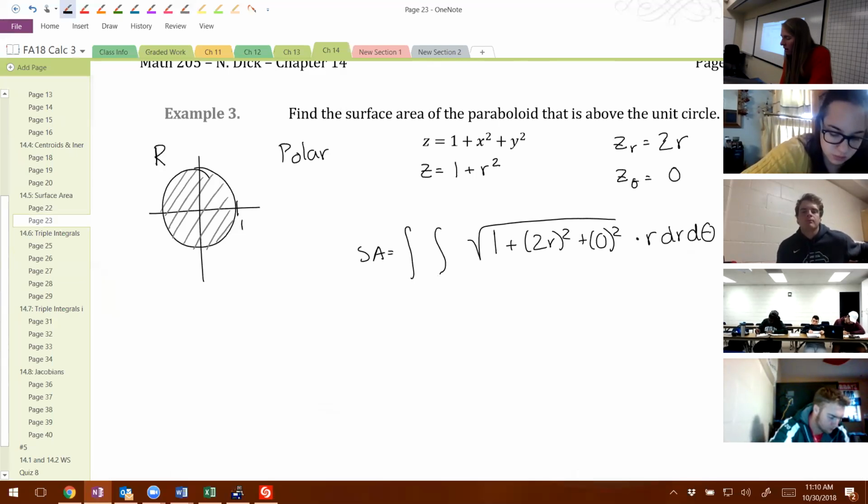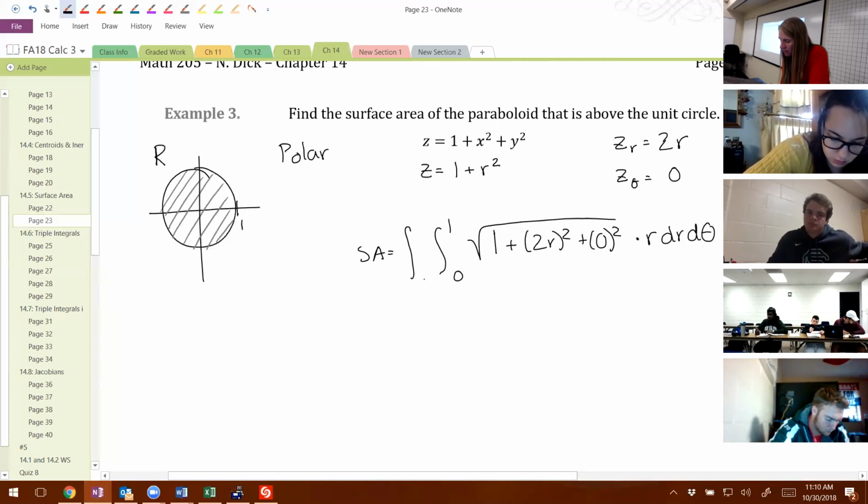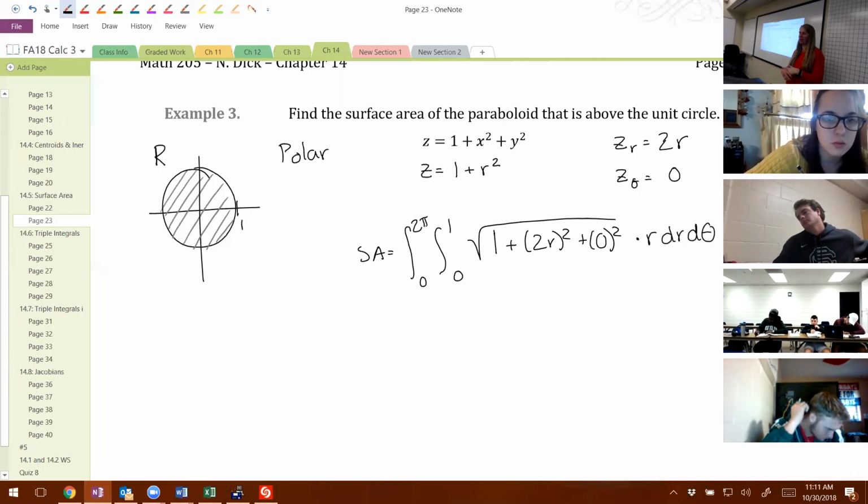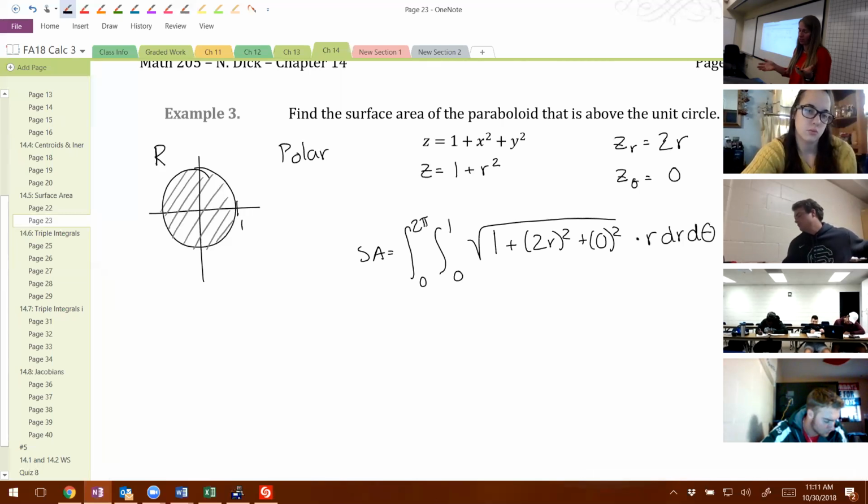Limits of integration for r are what? 0 to 1. And for theta? 0 to 2 pi. Now, since this shape is symmetric, you could go through and use symmetry and say, just from 0 to pi times 2, or from 0 to pi over 2 times 4, but in shapes where it's not symmetric or you can't tell, that definitely causes problems. It's okay if you just do the whole thing like this. And if you want to take shortcuts, that's all right, but this works out okay.